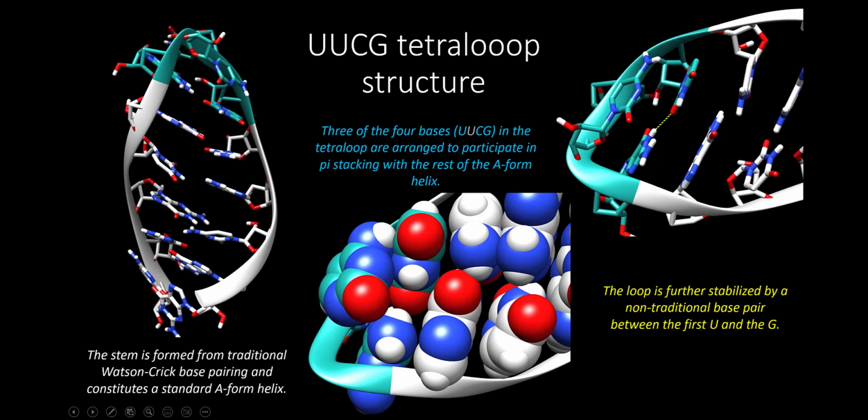So here we're looking at this UUCG tetraloop. The blue here shows it, and especially in this image right here, you can see how they're pi stacking. They are lined up pi stacking with that A form helical stem, and this one is as well. So 3 of the 4 bases, the first U, and then the C and the G, are able to stack on top of each other, making stable pi stacks. That aggressively stabilizes this interaction.